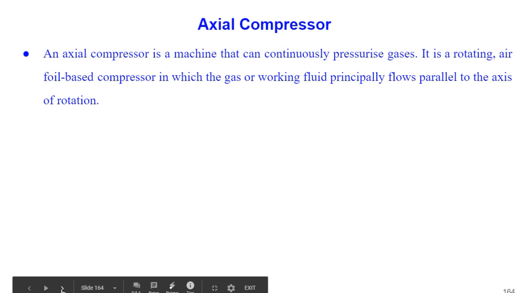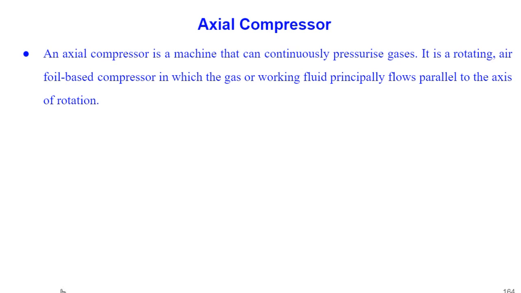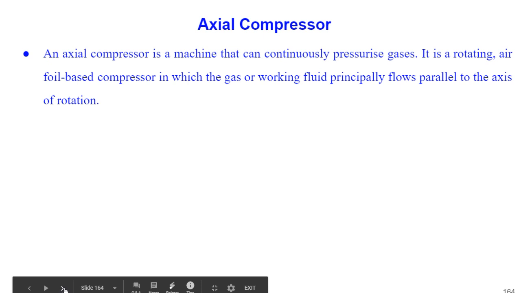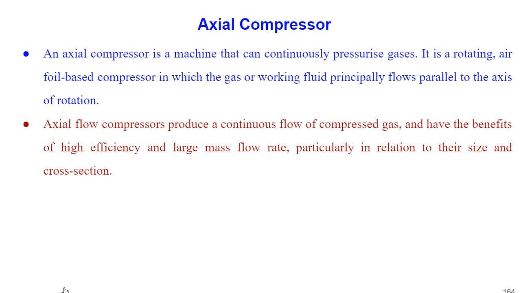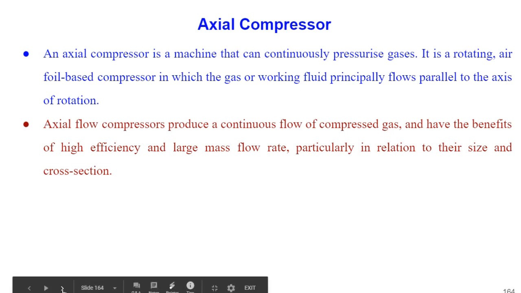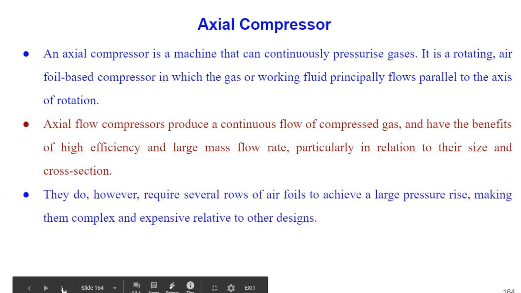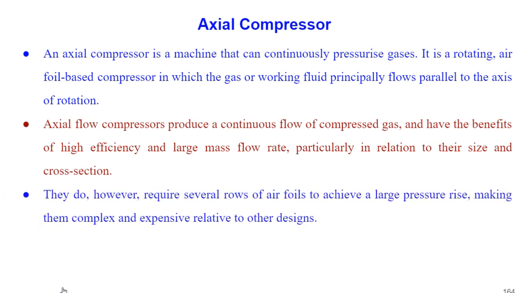An axial compressor is a machine that can continuously pressurize gases. It is a rotating airfoil based compressor in which the gas or working fluid principally flows parallel to the axis of rotation. Axial flow compressors produce a continuous flow of compressed gases and have the benefit of high efficiency and large mass flow rate, particularly in relation to their size and cross section. They do, however, require several rows of airfoils to achieve a large pressure rise, making them complex and expensive relative to other designs.